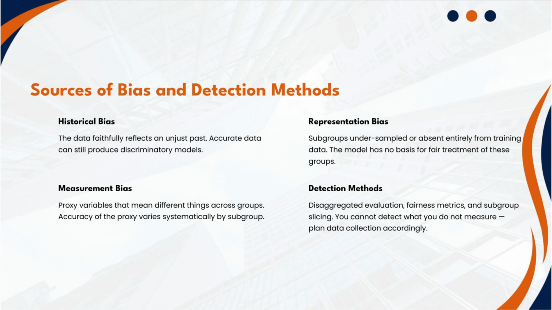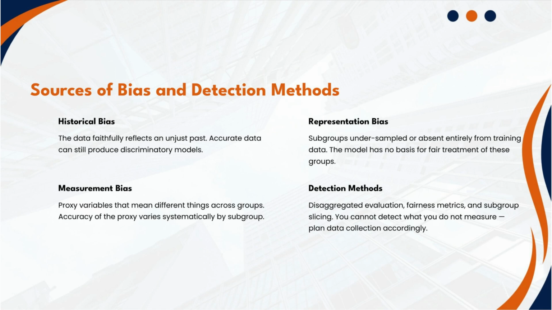That's this. Your label measures one thing and you treat it as another, and the gap between them tracks a protected group. Aggregation bias. One model for everyone when different groups genuinely need different treatment. A medical model calibrated for one population applied to another. And deployment bias. The model is fine, but how it's used in practice creates the harm.